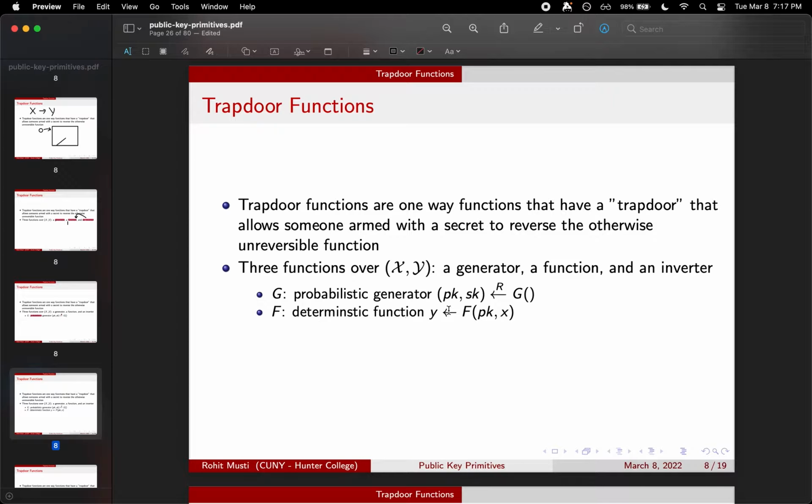F is a deterministic function. It takes in a public key, the same public key that's generated by the generator, and some value x, where little x is from the space X, and it produces an output y. And y is in the space Y. Deterministic, as a reminder, means that if you run the same input repeatedly, you get the same results. So for a public key and an x, you always produce the same y.